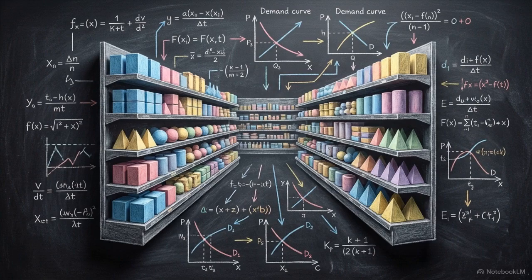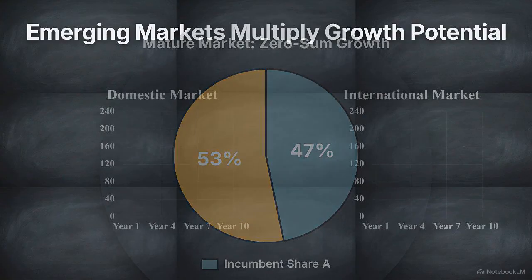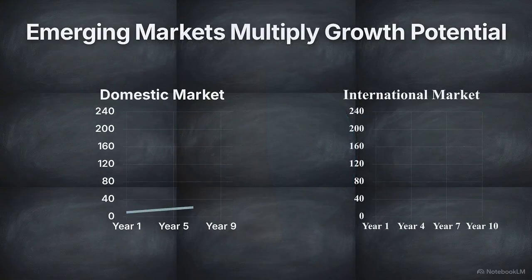In a fully developed market, total demand eventually flatlines. Growth becomes a zero-sum equation, forcing companies to expend immense capital fighting entrenched competitors just to secure marginal fractions of market share. To understand the alternative, we can look at the formal market growth equation. This split-screen chart illustrates the difference.